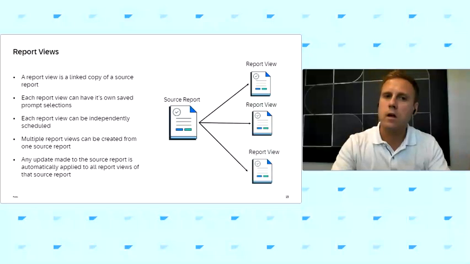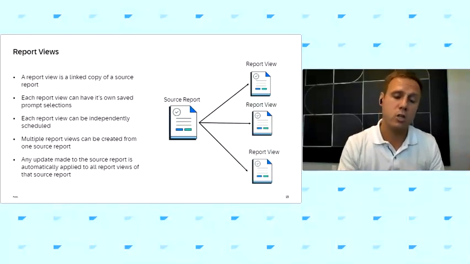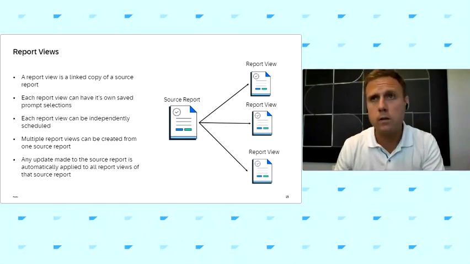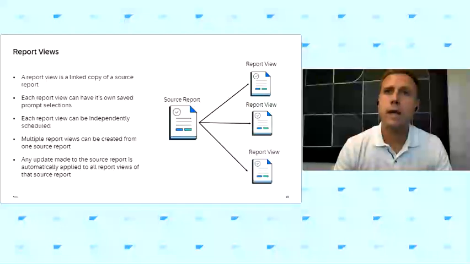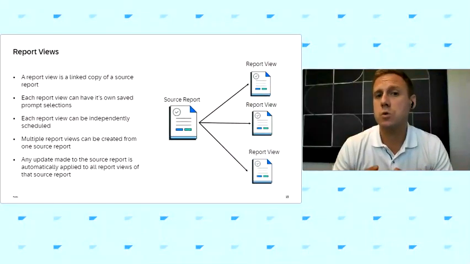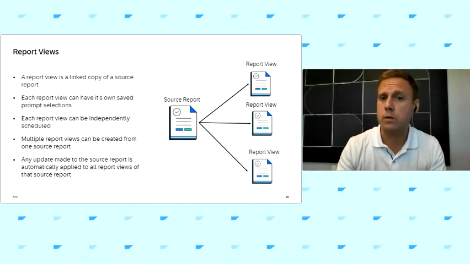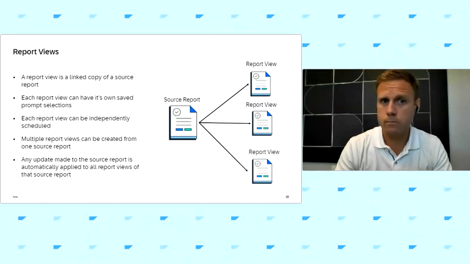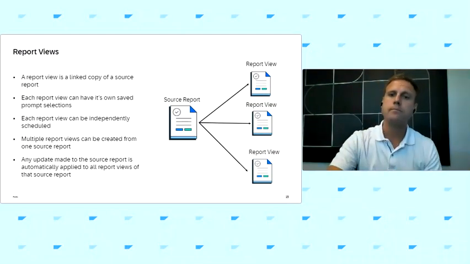The great thing about a report view is whatever change you need to make, if you want to add additional fields or remove columns, you don't have to make changes to 3 separate reports. You just have to make the change to the source report, and then it will automatically trickle down into those report views. So keep that in mind. It's a great feature when it comes to scheduling and using those parameters.